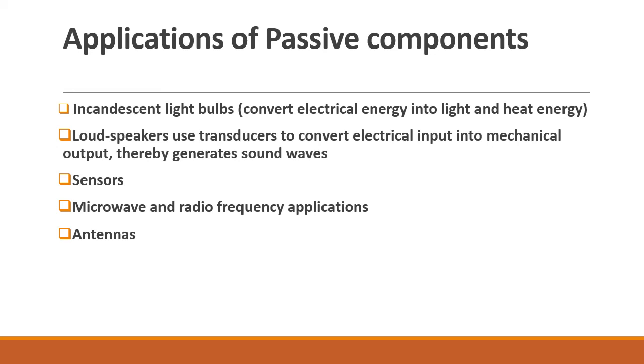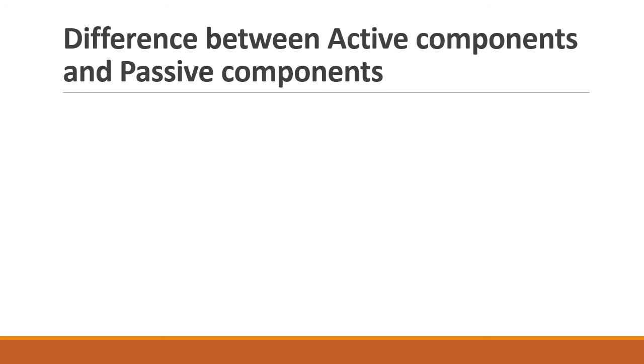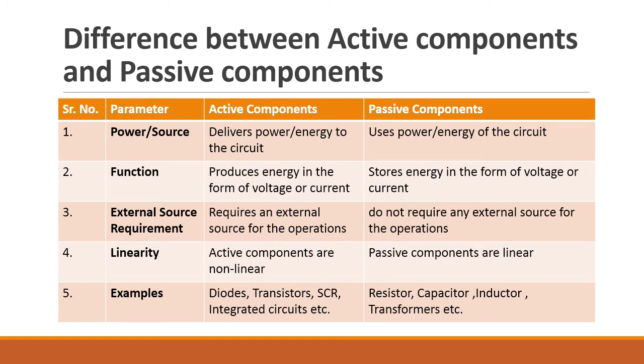Now we will go for comparison of active and passive components. On the basis of different parameters, I have compared active components and passive components. The first parameter is power or source. In the case of active components, it delivers power or energy to the circuit. In the case of passive components, it uses power or energy of the circuit.